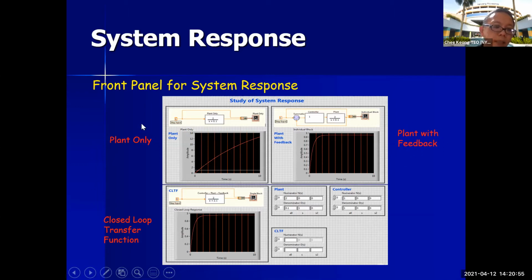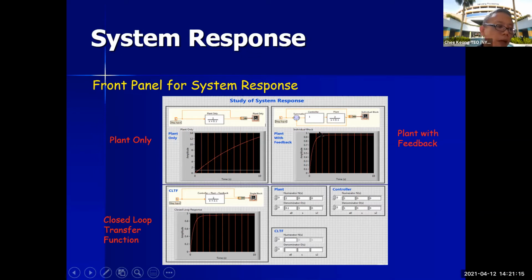So remember, in exercise 1, we said plant without feedback, and plant with feedback is referring to this graph and this graph, right? With and without feedback. Of course, there is another graph below, which is what we call the closed loop transfer function. Now, closed loop transfer function is actually the same as plant with feedback.